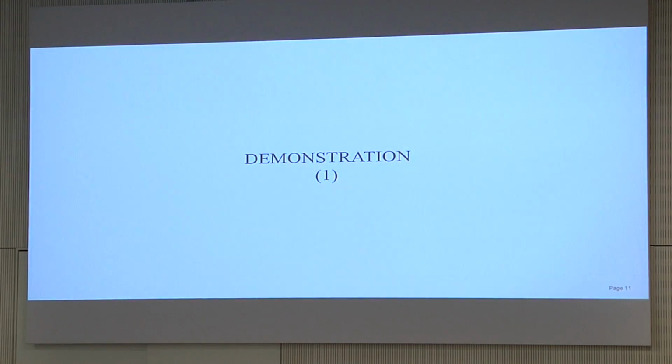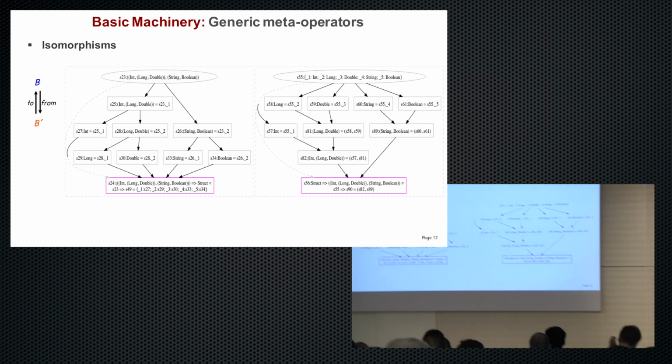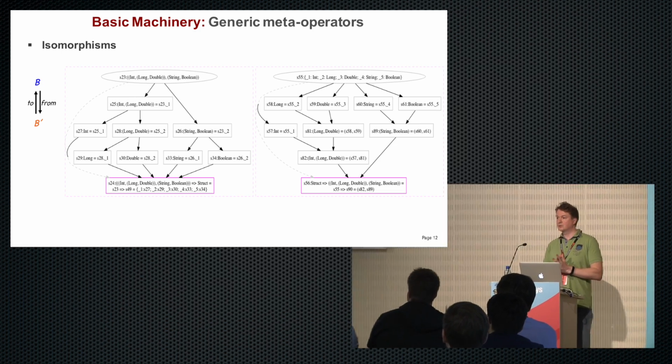Okay, so this is demo 1. We also have the concept of generic meta operators. And the first thing to consider is isomorphism. So isomorphism is an interface which has two components. One is a function to, another is a function from. And these two functions are mutually inverse. So if we compose them, we get identity.